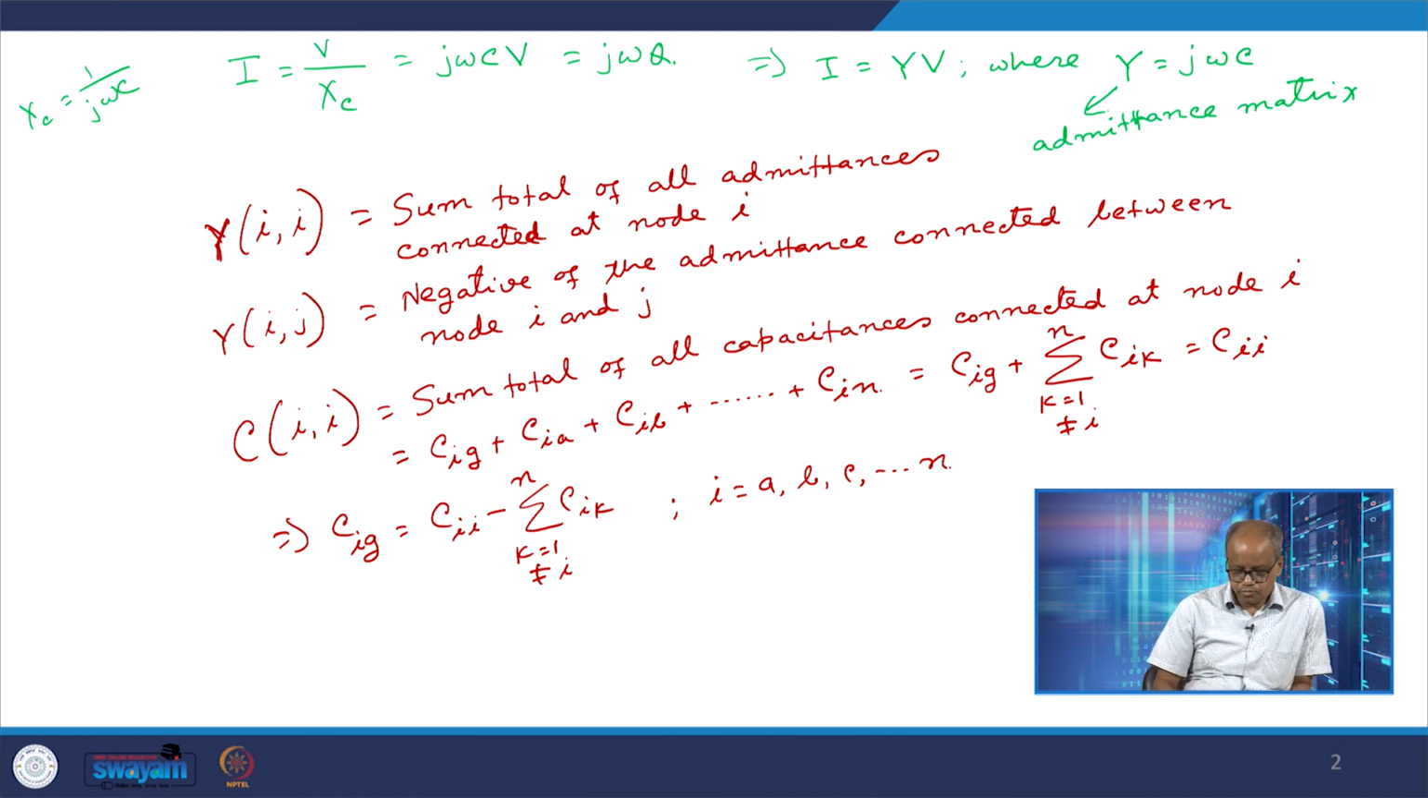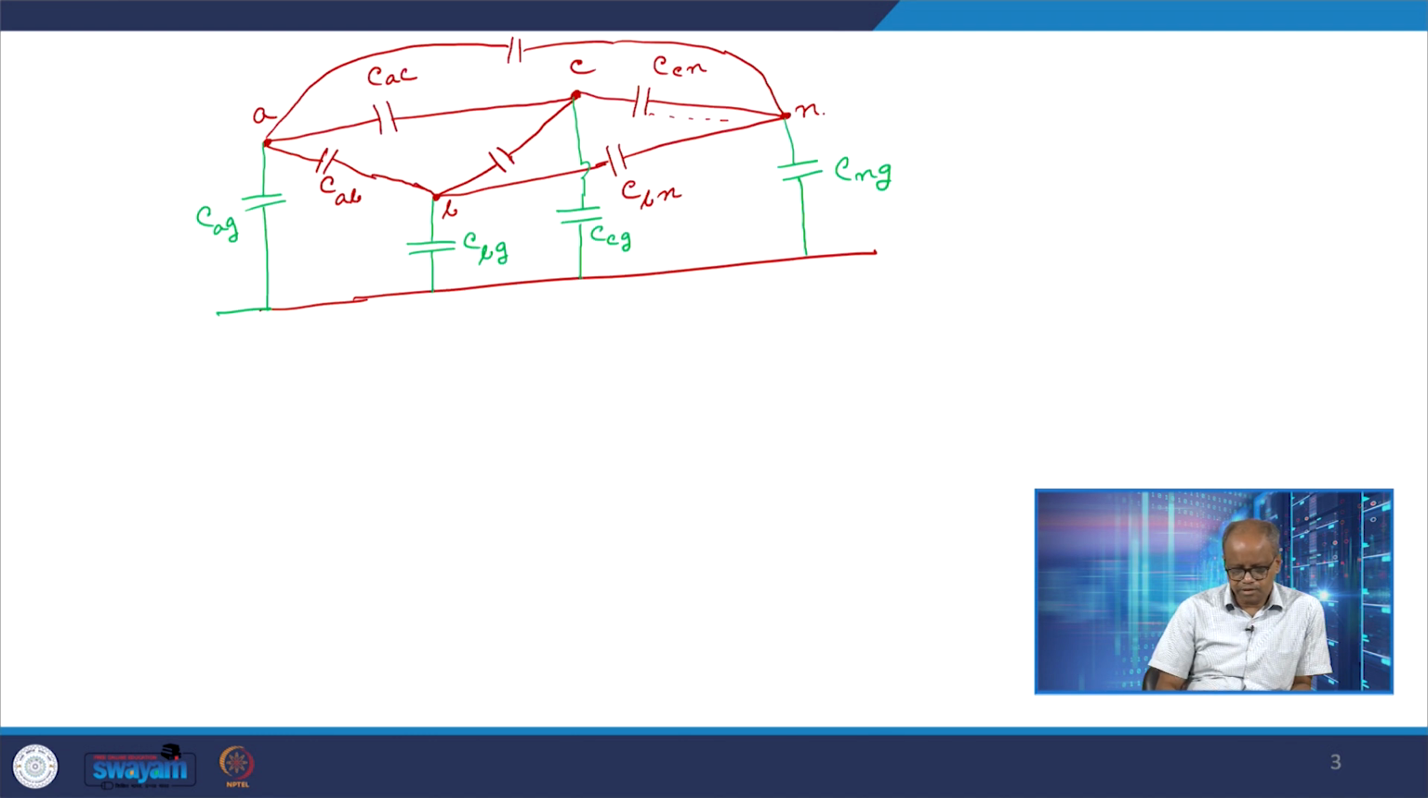So, from that we have derived an equivalent circuit for an N conductor transmission line, where we have shown by these green colored capacitances the capacitances of individual nodes A, B, C and up to N to ground, and also the capacitances between any two nodes, which are CAB, CBC, etc. Now, essentially we are looking into the case of a three-phase transmission line.